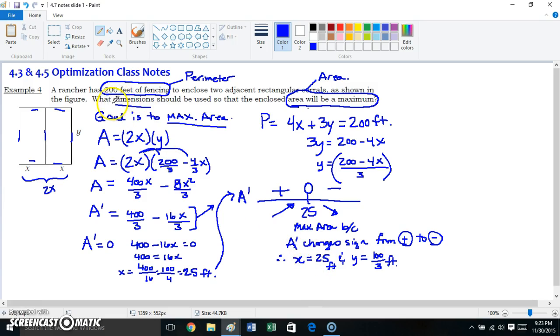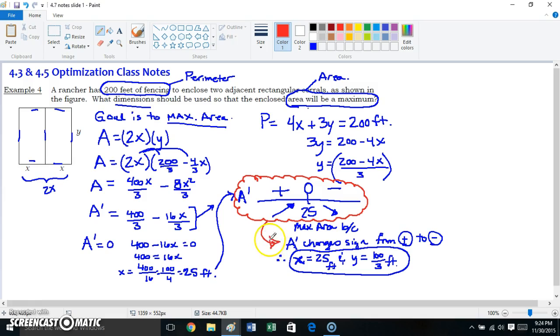Have I answered the question? What dimensions should be used so that the area is maximized? 25 by 100 over 3. Now the whole corral is actually 50 by 100 over 3, but they just asked what the dimensions are, so we'll go with the x and the y dimensions. Make sure you state verbally what your number line is telling you. The number line is a good organizer for your thoughts, but make sure you state it in words and answer the question.